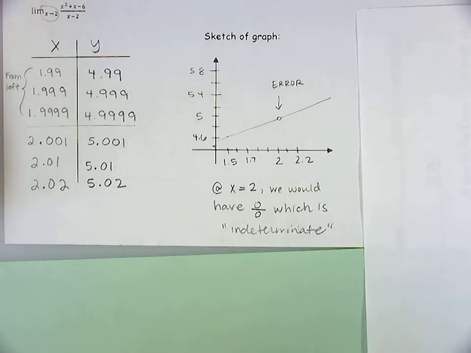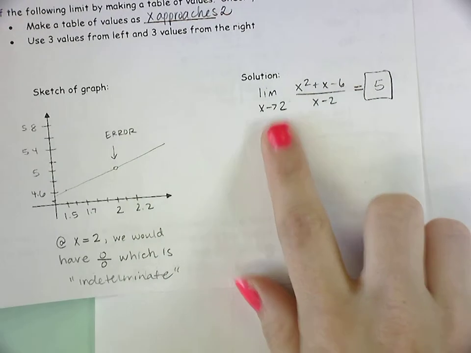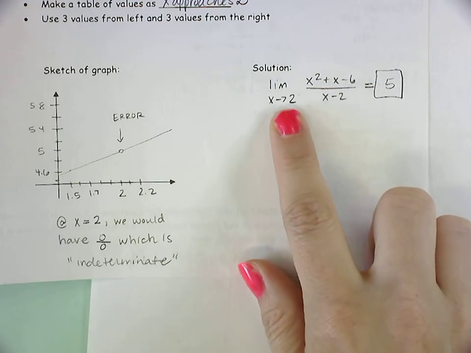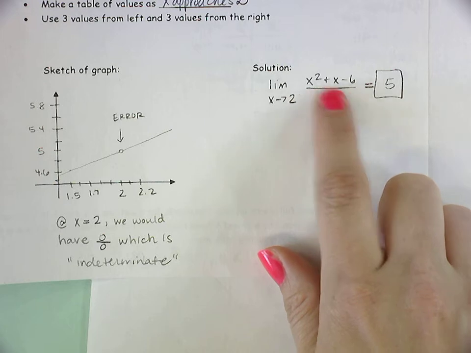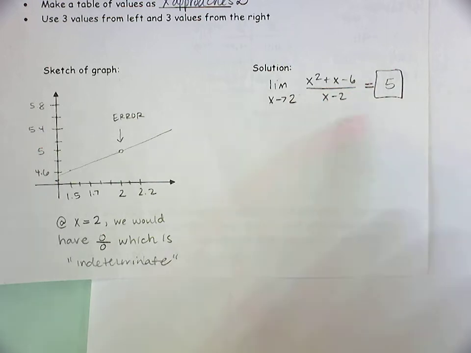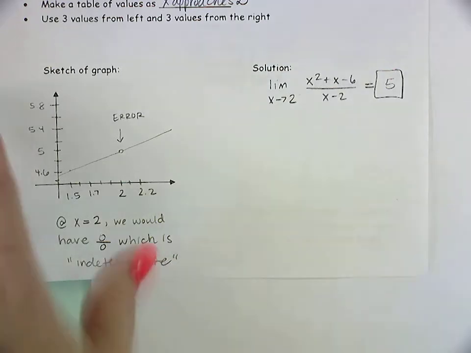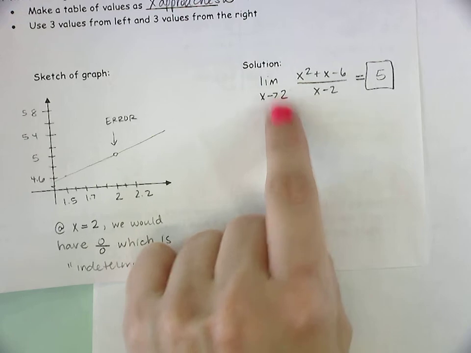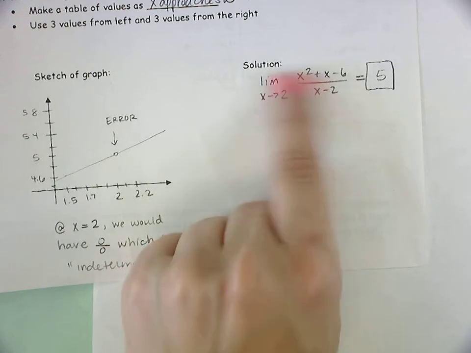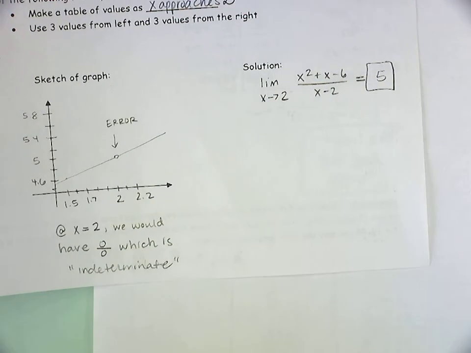Okay, so let's see how we did. The way that we could write our solution is the limit as x approaches 2 of x squared plus x minus 6 over x minus 2 is equal to 5. Yeah, if you look at your table, you're going to see that it's 5. So your limit, really this part is what your question is.